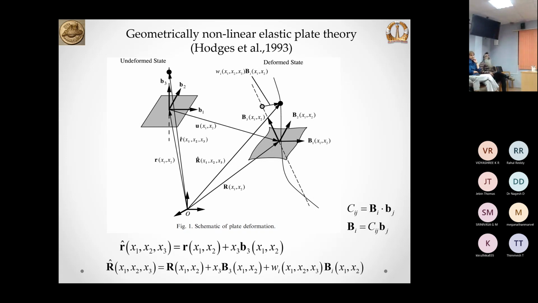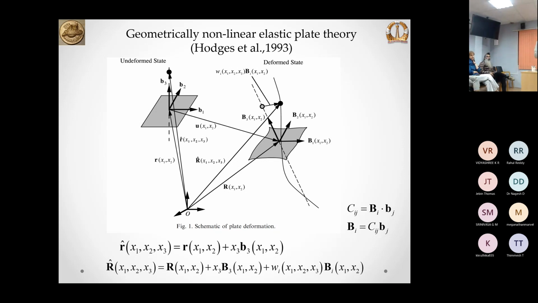If you want to point to any point at the middle of the plate, then R is the vector for that. And if you go above and below the mid-plane, then R hat is given by that. Therefore, R hat is a 3D function. R is just a 2D function, R vector. That translation is shown as u, which is a 2D function. And now we are allowing all possible deformations. We are allowing for warpings also. These warpings are shown here: w1 B1, w2 B2, w3 B3 also. So this is a very general and geometric nonlinear formulation.